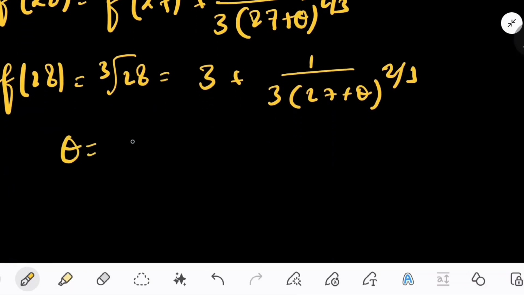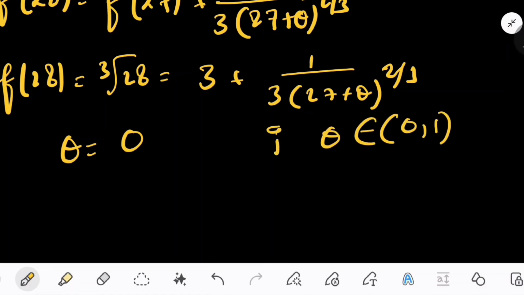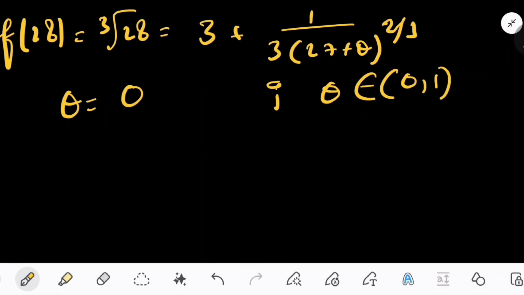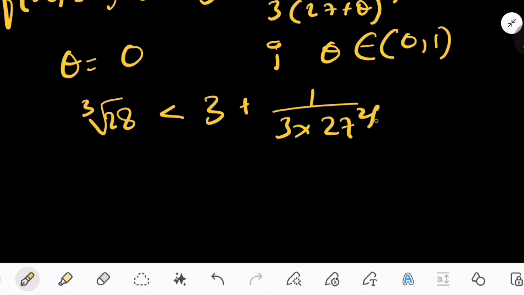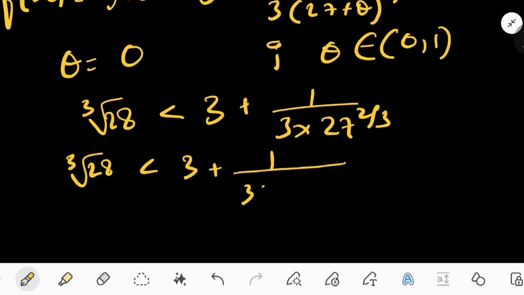You put theta as 0. Since theta belongs to 0 to 1, you forcefully put theta as 0, so that you get the minimum denominator and you get the maximum value of this function. This value will be less than 3 plus 1 by 3 into 27 to the power 2 by 3, right? So you get cube root of 28 is less than 3 plus 1 upon 3 into, what is this?